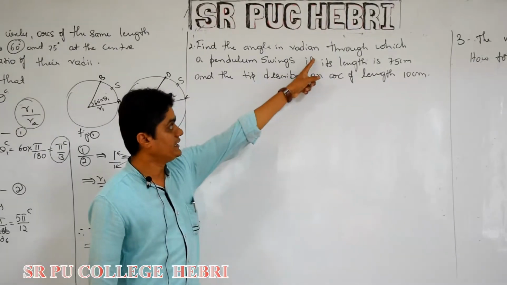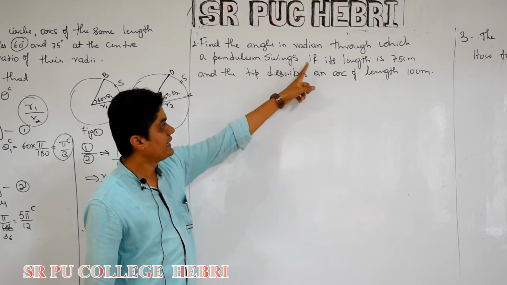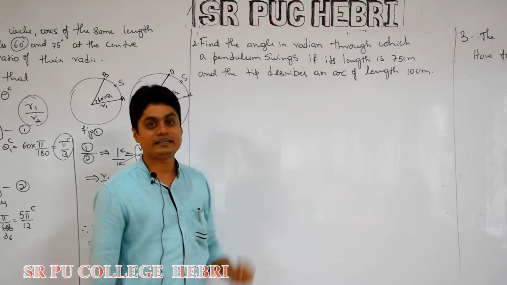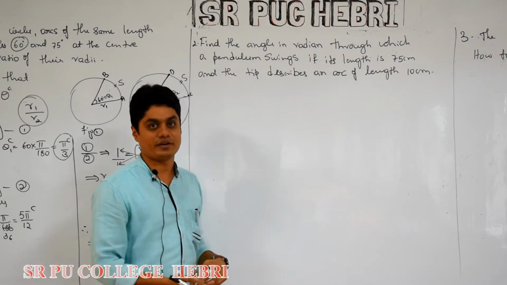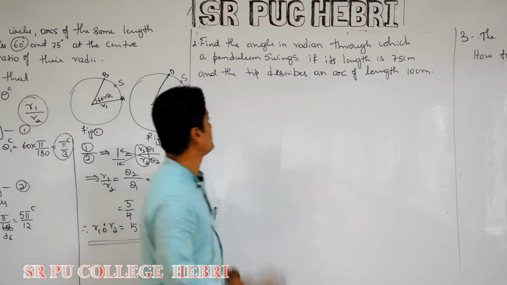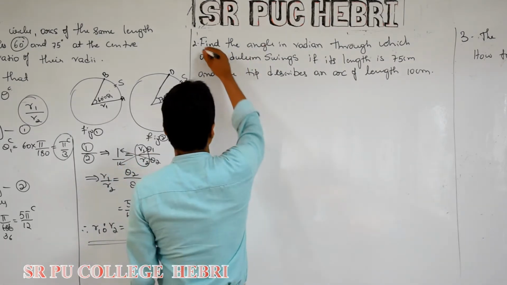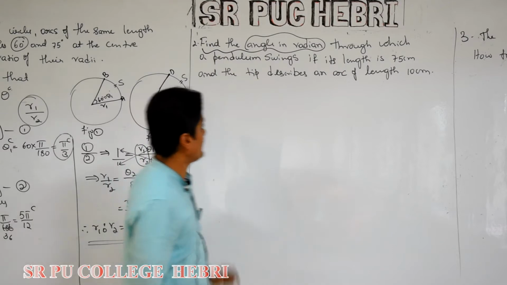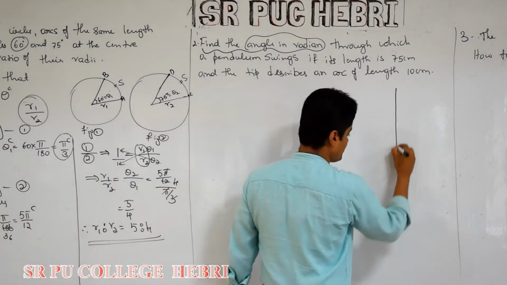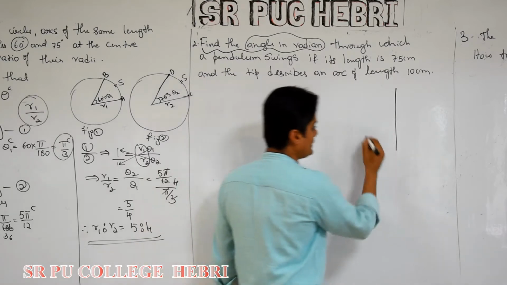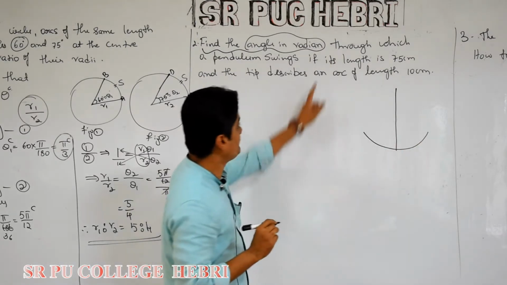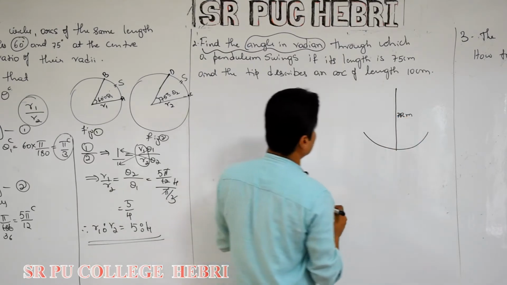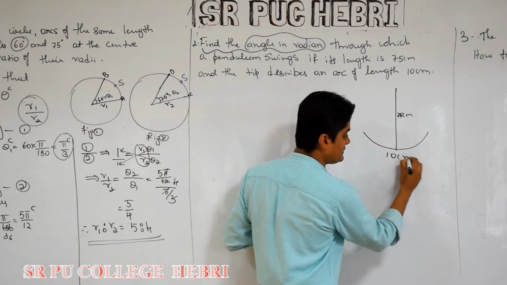Next question. Find the angle in radian through which a pendulum swings if its length is 75 centimeter and the tip describes an arc of length 10 centimeter. So first you write this geometrically. To understand this, it has to be written in geometrical format. Observe. We are going to find the angle in radian. First mark it. This angle is created by the pendulum. Suppose this is a pendulum that swings. Swing means it swings, right? If its length is 75 centimeter, the pendulum length is 75 centimeter and its tip describes an arc of length 10 centimeter.